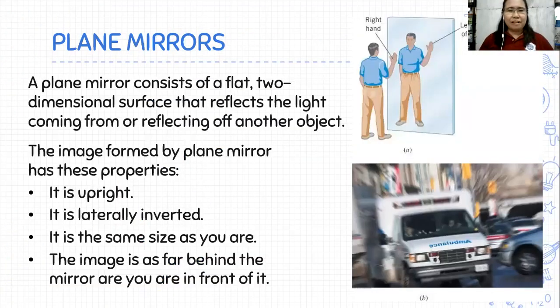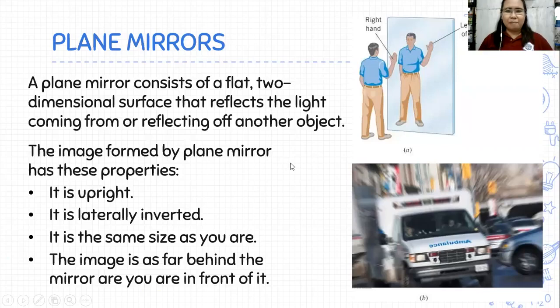So firstly, we have plane mirrors. So yan ang kadalasan natin ginagamit. So as face mirrors, body mirrors. So plane mirror consists of a flat two-dimensional surface that reflects the light coming from or reflecting off another object. The image formed by plane mirror has the following properties.